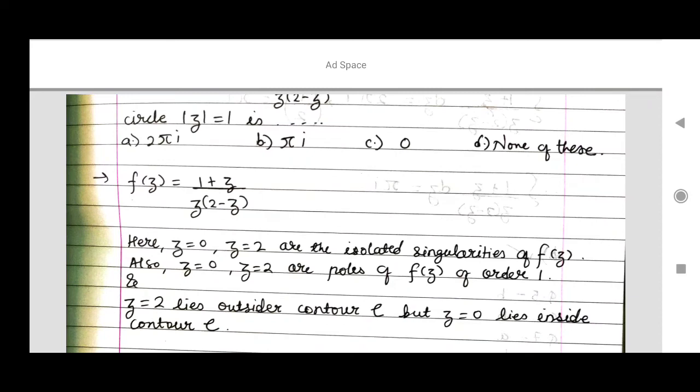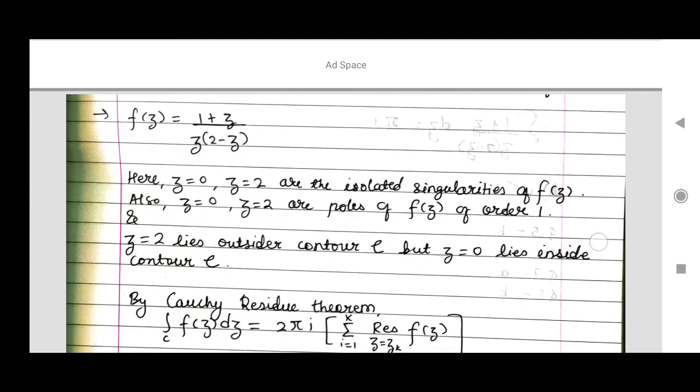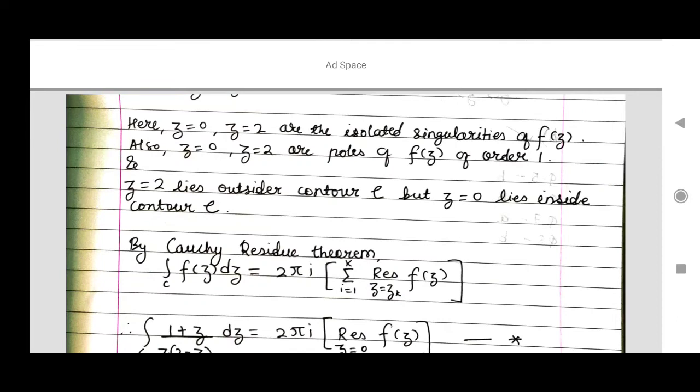F of z is equal to (1 plus z) upon z times (2 minus z). Here z is equal to 0 and z is equal to 2 are the isolated singularities of f of z. Also z is equal to 0 and z is equal to 2 are poles of f of z of order 1, and z is equal to 2 lies outside contour C, but z is equal to 0 lies inside the contour C of radius 1.